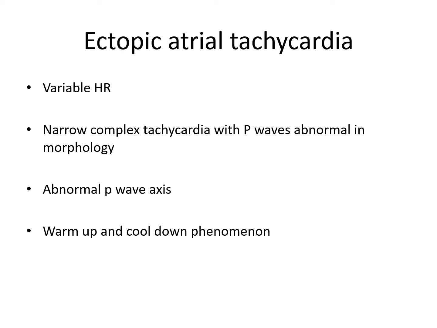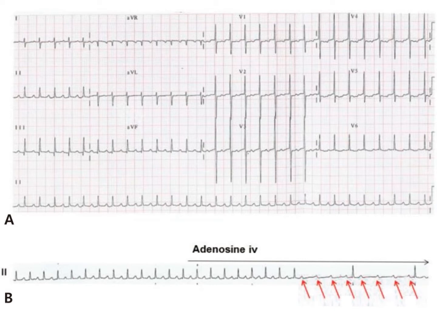There will be an abnormal P wave axis because of the abnormal origin of the P waves, and there is often a warm up and cool down phenomenon seen with ectopic atrial tachycardia. So let's see the example. This again is an SVT and a narrow complex tachycardia because the QRS complexes here are narrow, and we can see that the P waves here are not discernible in either of the leads. So this is an example of an SVT, which could possibly be an ectopic atrial tachycardia.